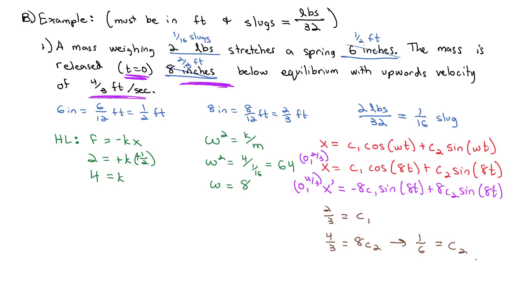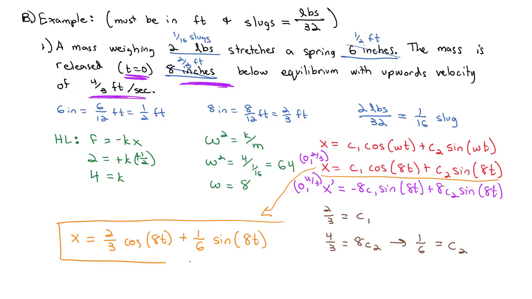equals c2. So now we can take our equation and plug in the c1 and c2 to get our final equation that models the position of this mass over time. c1 is 2/3 cosine of 8t plus c2, which is 1/6 sine of 8t. And now we can figure out where that mass is at any given moment in time.